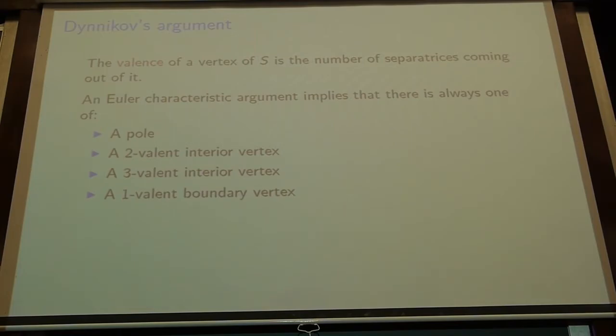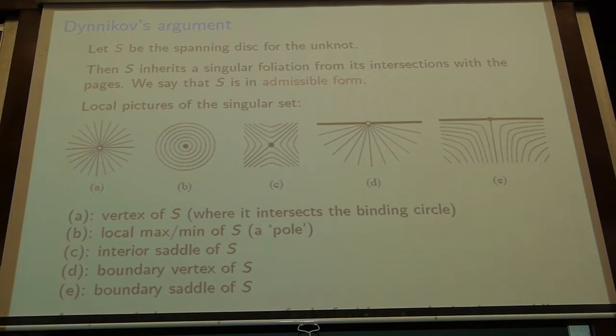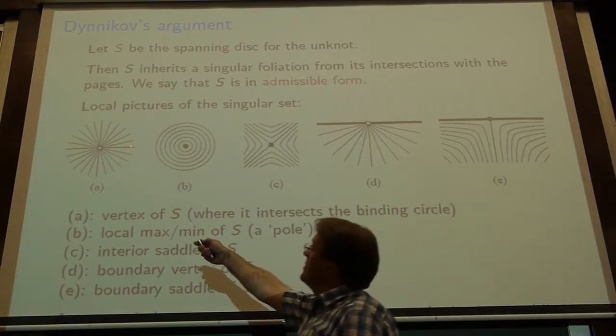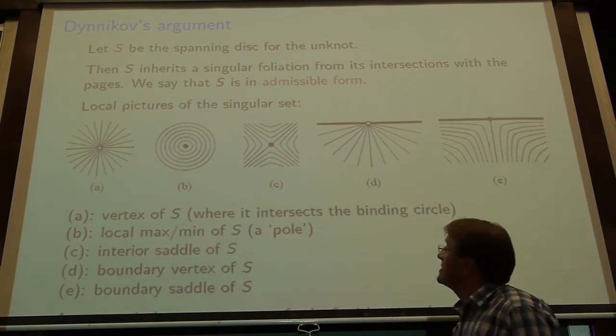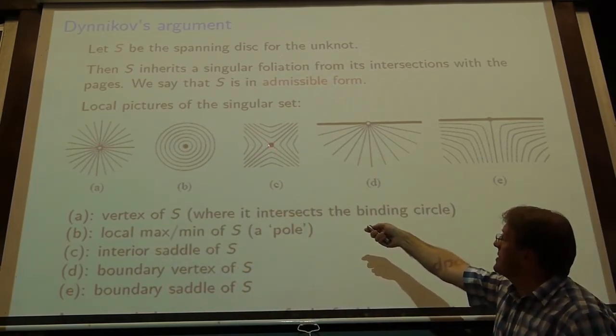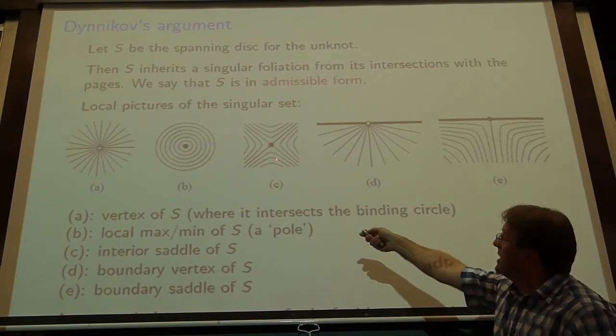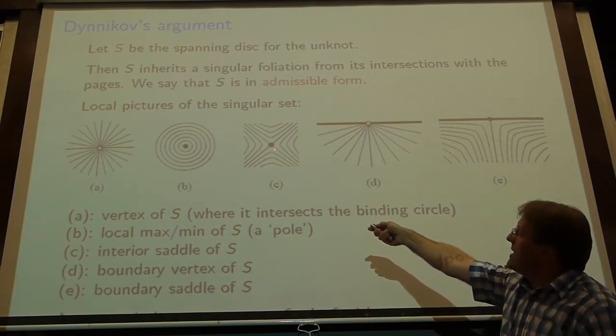And the valency of a vertex is the number of separatrices coming out of it. And so the point is you get this graph inside your spanning disk, where the vertices of the graph correspond to these vertices here and the saddles, and coming out of these saddles you have these special singular fibres. And where do they end up?